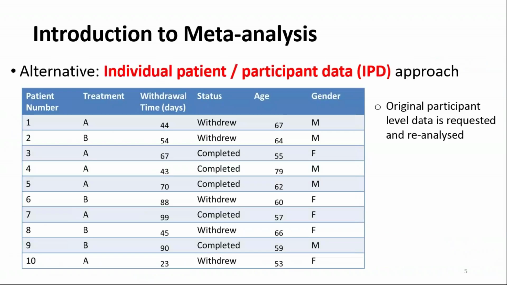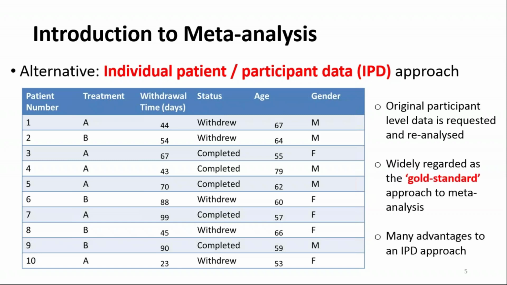The alternative approach to meta-analysis is using individual patient or participant data, so IPD, within analysis. So here we have a very simple data set that I've made up, which has a patient ID number, their treatment allocation, and some outcome information. So here we're looking at whether patients withdrew from their treatment or completed the study, and also some demographic information such as age and gender. So this is the original line-by-line participant level data that is requested and can be completely reanalyzed.